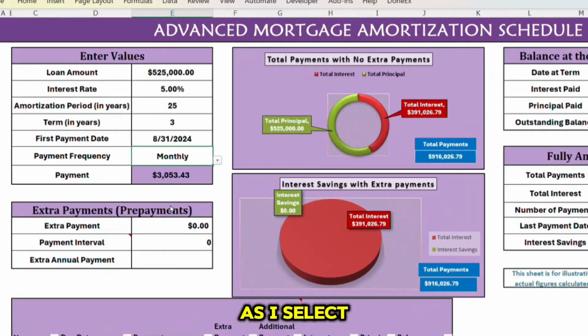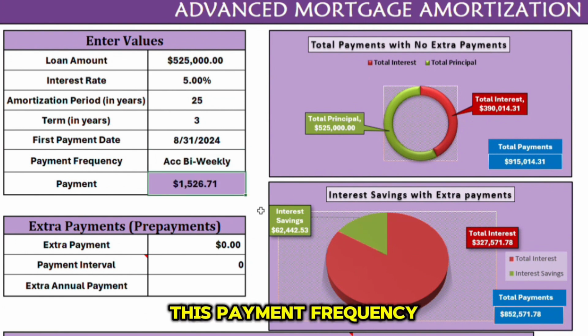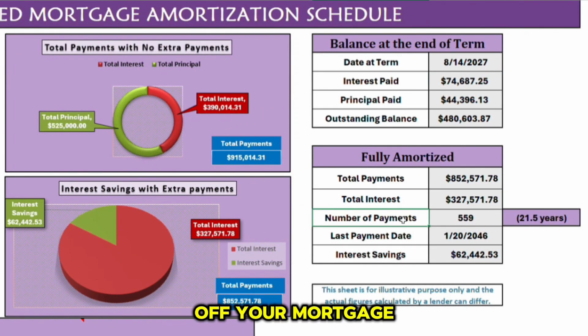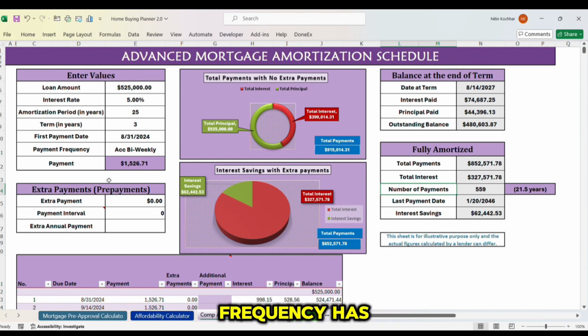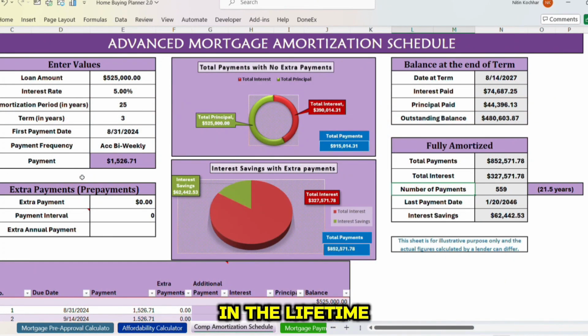So as soon as I select accelerated bi-weekly over here, just have a look now, your payment would be $1,526.71. So by changing this payment frequency, interest saving is $62,442. And just have a look over here. You will be able to pay off your mortgage around 3.5 years early as compared to 25 years. So just have a look what a bigger impact changing your payment frequency has in saving you thousands of dollars of interest. Now here, if you can just make one smart move and bring in the previous method that we discussed in this one as well, like rounding off your mortgage payments, it will have further interest savings for you in the lifetime of the mortgage.